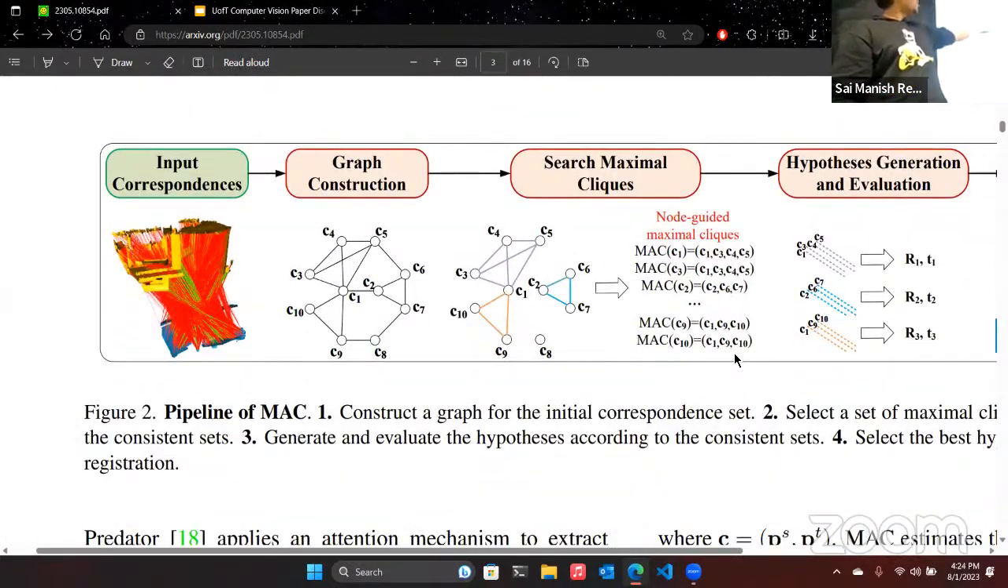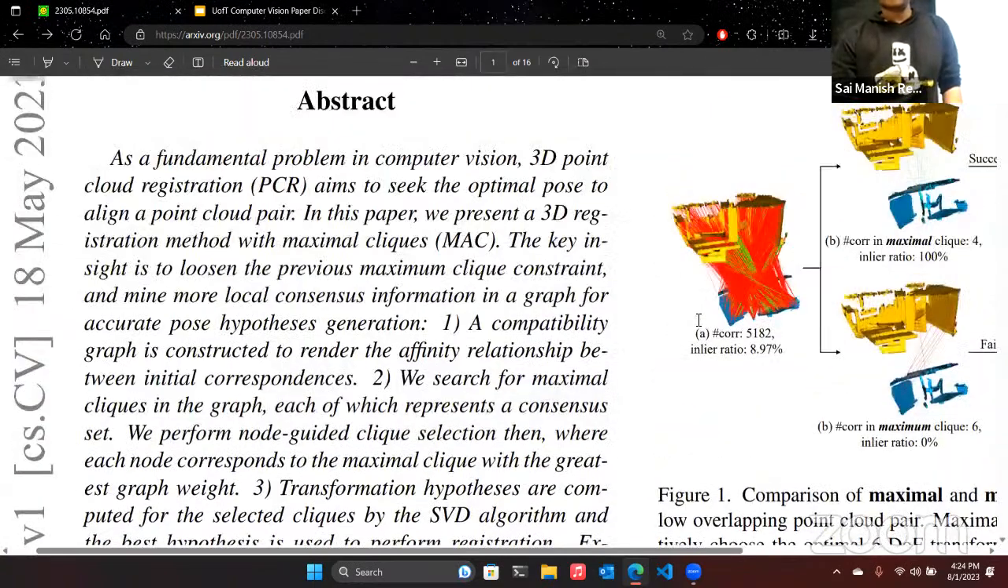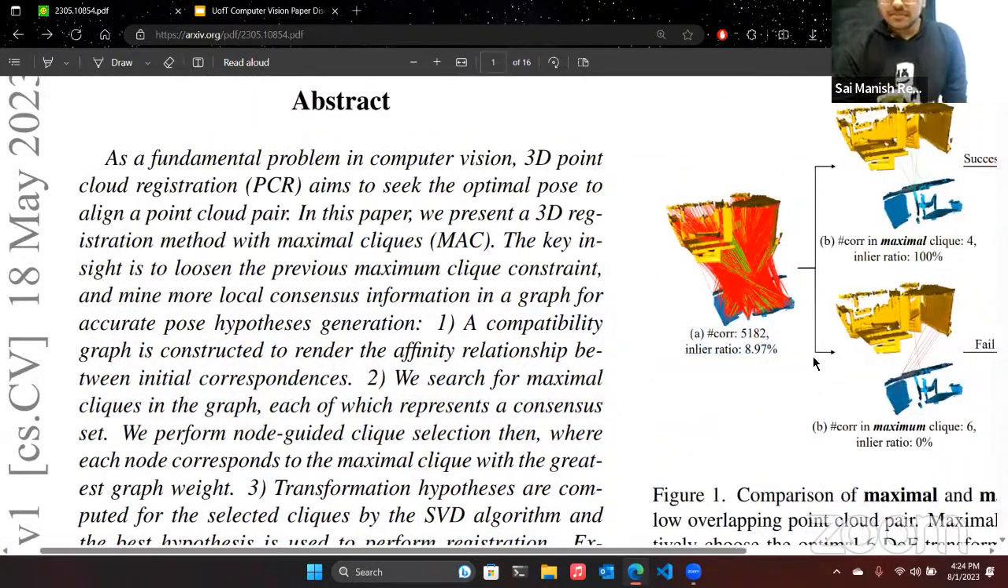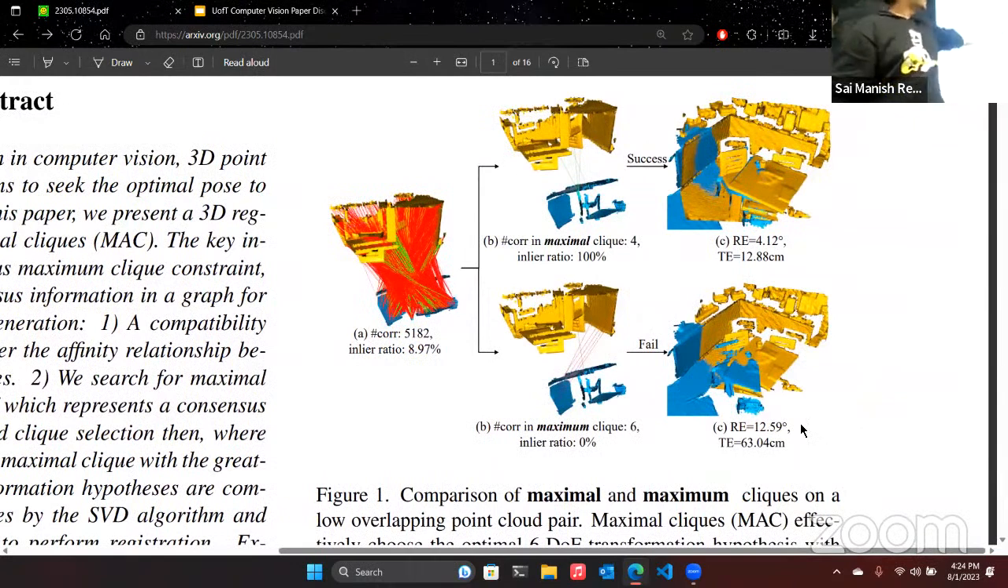So here in the diagram, in some other processes, only the C1, C3, C4, C5, the maximum clique, was used to find the reconstruction. So this diagram just shows how the maximal clique is better, as the rotational error and the translation error is much less in the maximal clique process compared to the maximum clique process.